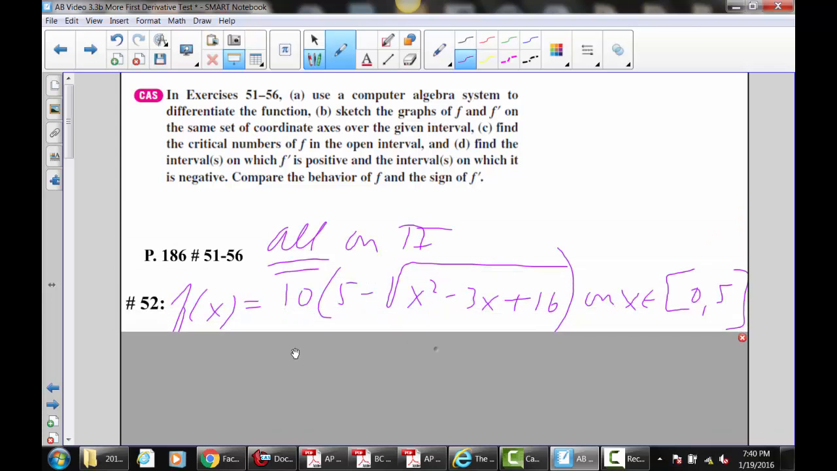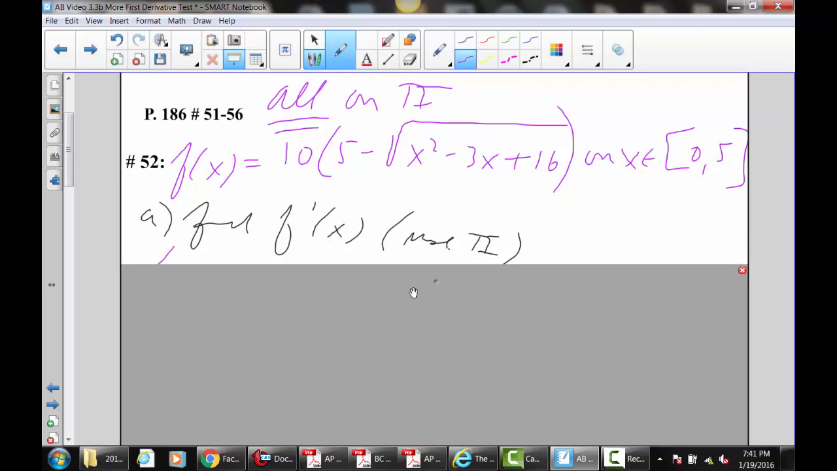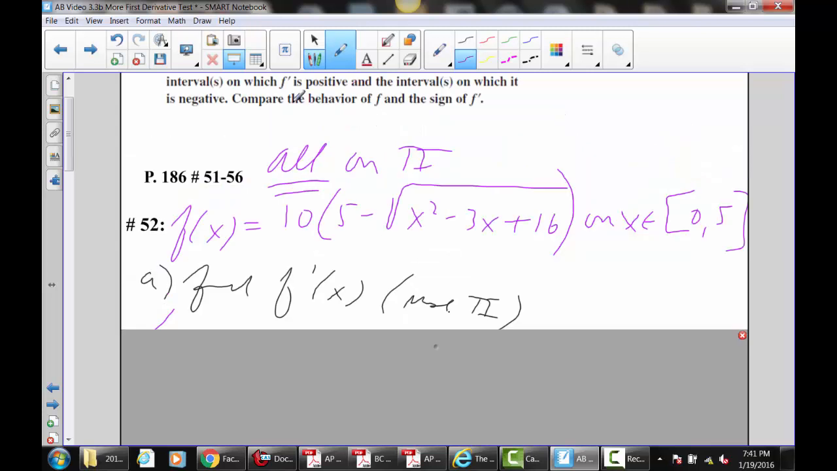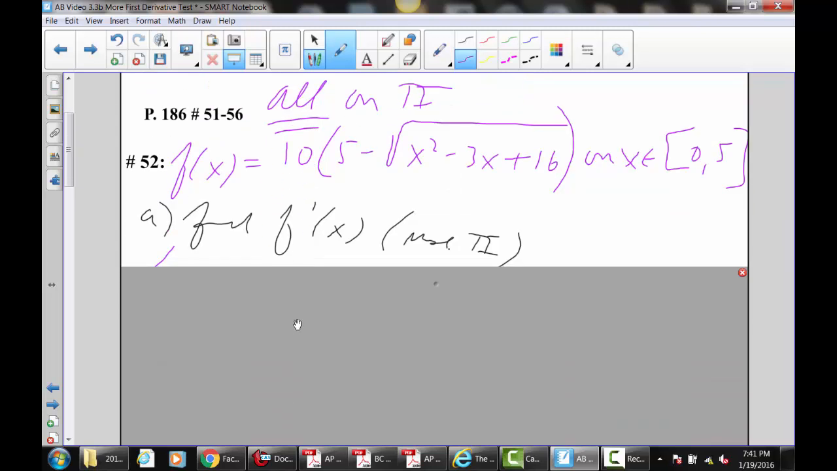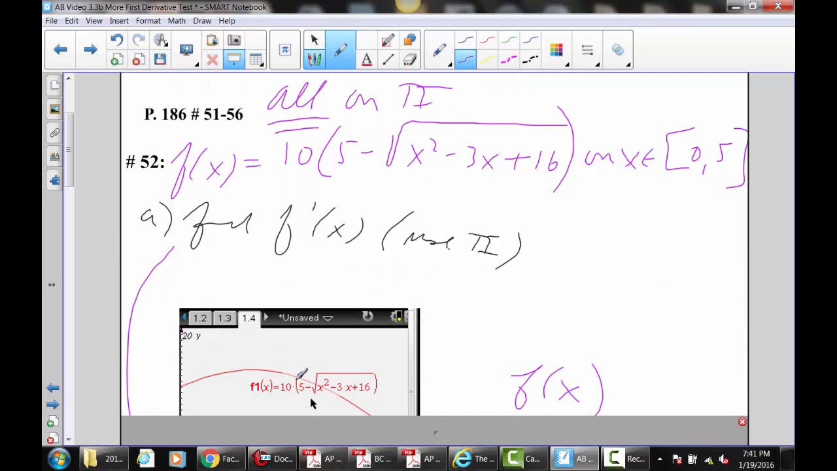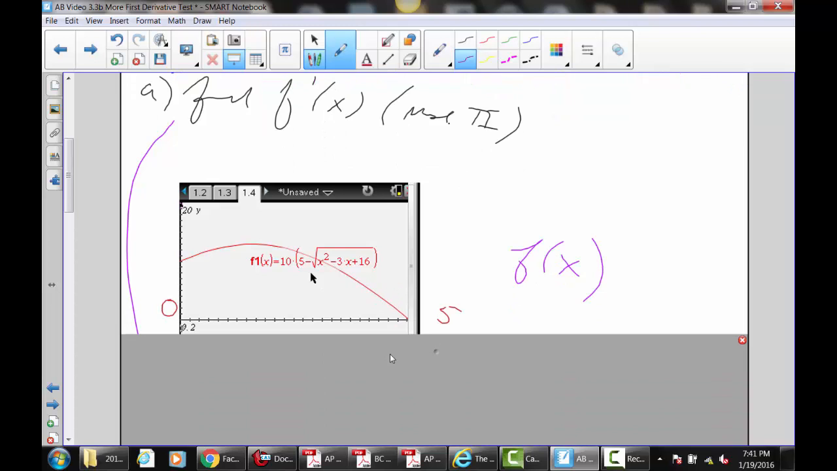Okay, so obviously you want to use your calculator to find this derivative. So here's number 52. The whole thing's done on the calculator. So here's the function they give you, and here's the interval they give you. So we're going to start with the first question, which says, find the derivative. We're going to do that on the TI.